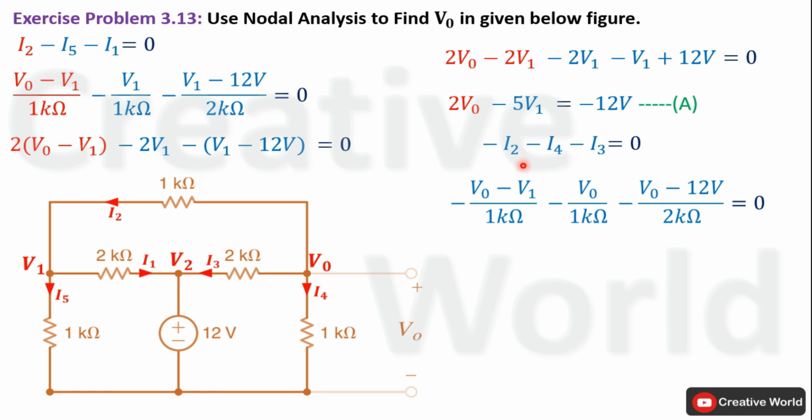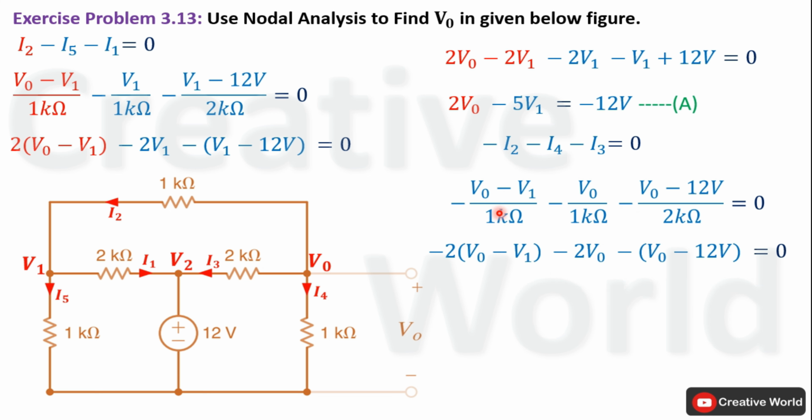Current I2 is equal to V0 minus V1 divided by 1 kilo ohm as we have calculated in previous step. Current I4 is equal to V0 divided by 1 kilo ohm, while current I3 will be equal to V0 minus V2 divided by 2 kilo ohm. Now multiply this equation on both sides with 2 kilo ohm.